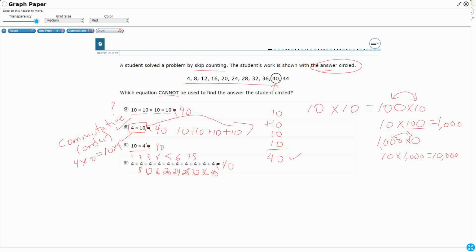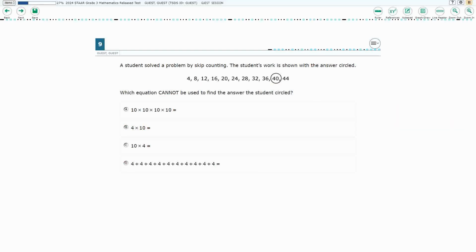6, 7, 8, 9, 10 groups of 4. That's exactly what that is. 10 groups of 4, repeated addition, 4 plus 4 plus 4, 10 times, is going to make 40. So this one works as well. So the initial answer A, that's the one that we are going to choose because that equation cannot be used to find 40.